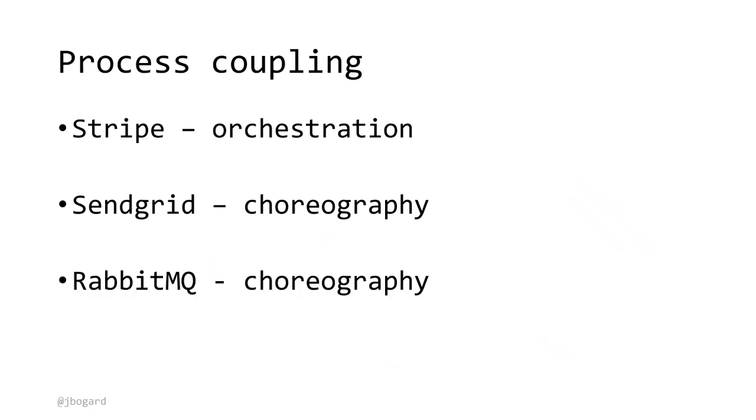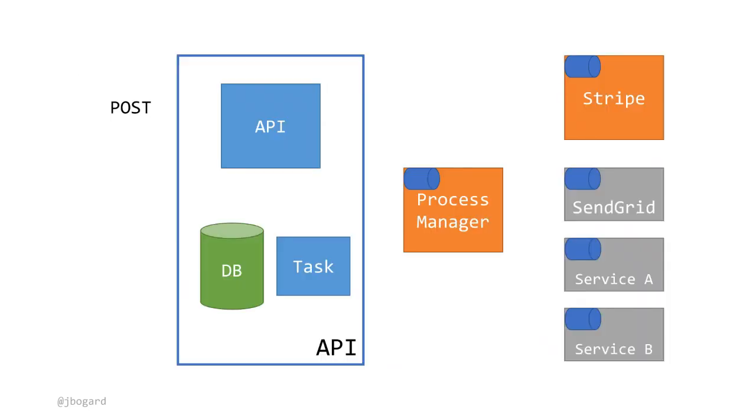So SendGrid and RabbitMQ, those really don't have anything to do with each other. So those can happen together at the same time or one after the other. There's no process coupling between those 2 things. So it's a mix. I've got orchestration and choreography. So how does this look?